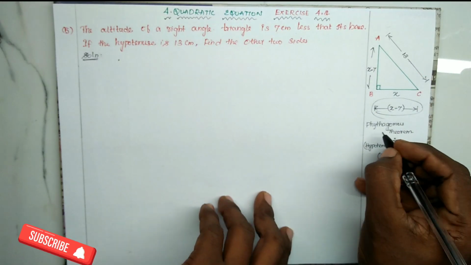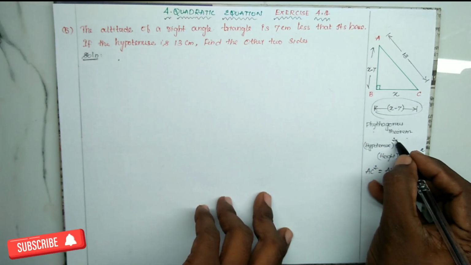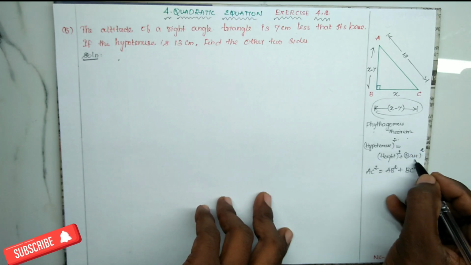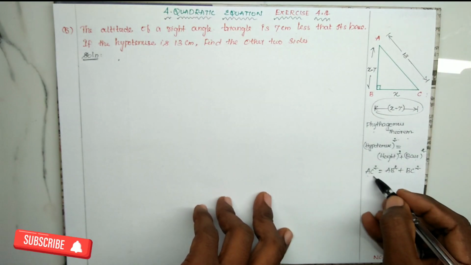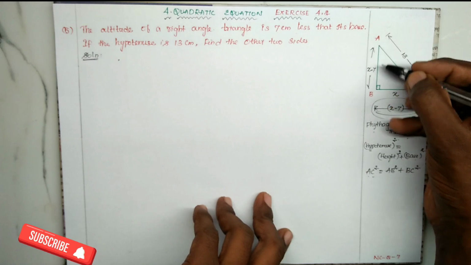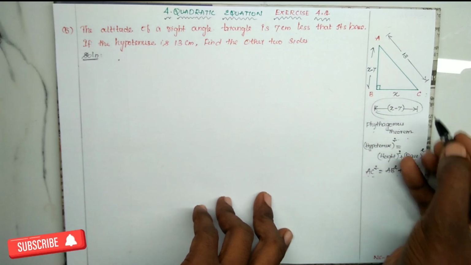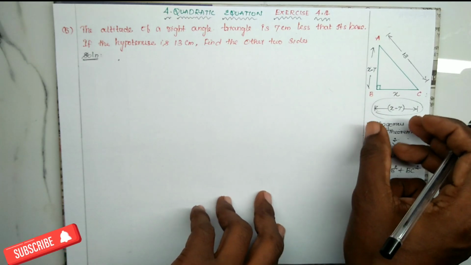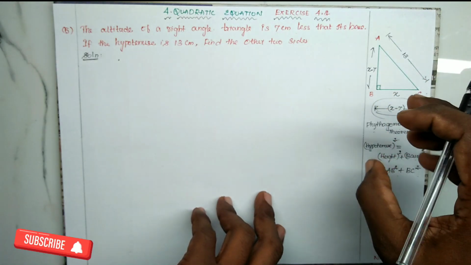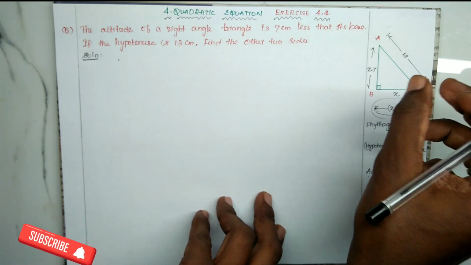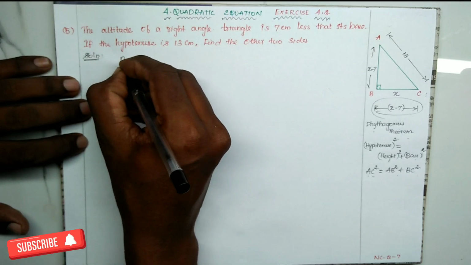Next we have to know about the Pythagoras theorem. The Pythagoras theorem is: hypotenuse squared is equal to height squared plus base squared. Here the hypotenuse is AC, so AC squared is equal to height, which is AB, so AB squared, plus base squared. Base is BC, so BC squared. Now we are going to apply what we have in this diagram, and after that we will find this base and this altitude.